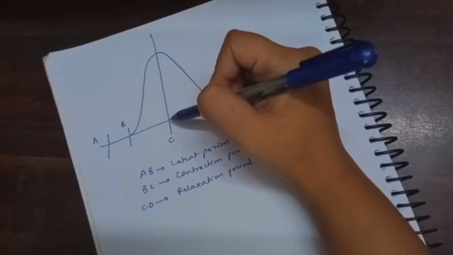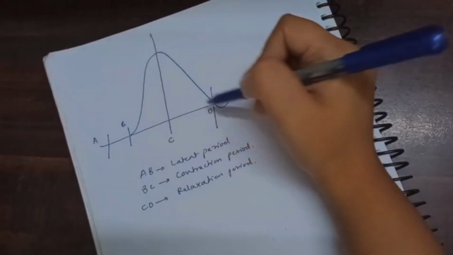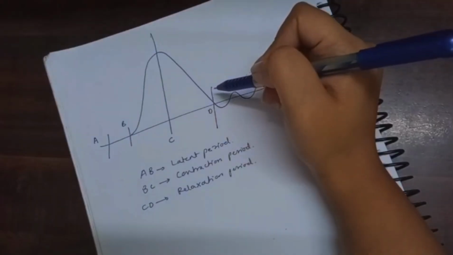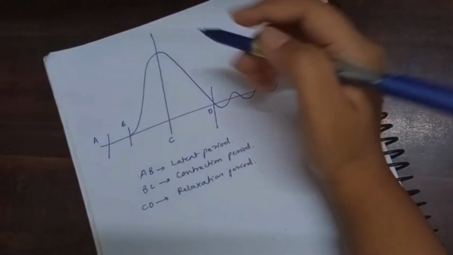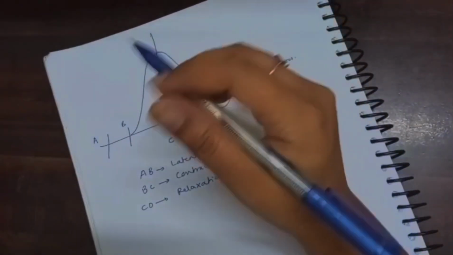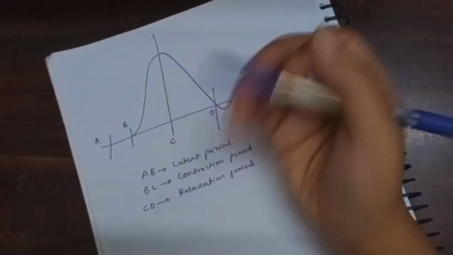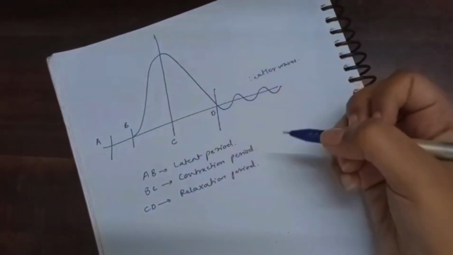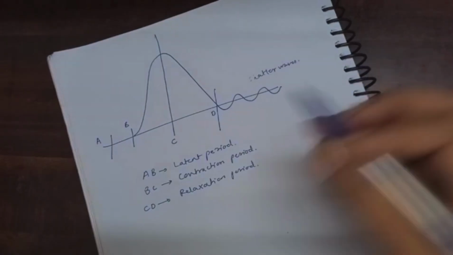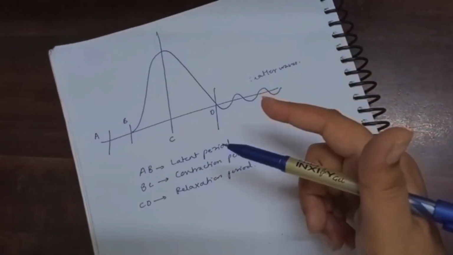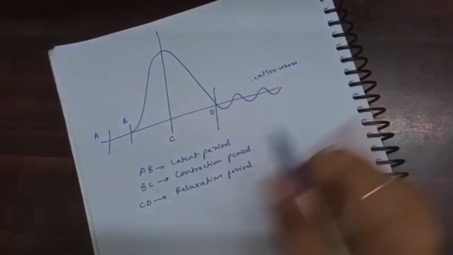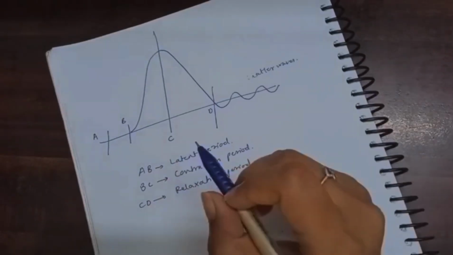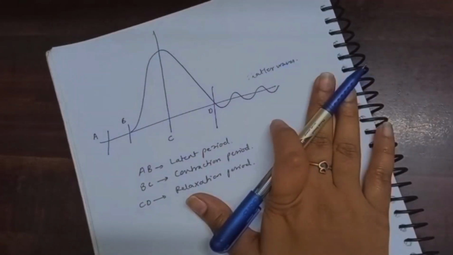Then from point C to point D is the relaxation period. It is the time taken to relax the muscle, where there is removal of the calcium from the sarcoplasm and the sarcoplasmic reticulum, which is an active process. That is, it also needs ATP or energy, and the factor that is responsible for relaxation is the load acting on the muscle. This is the simple muscle twitch that is produced.